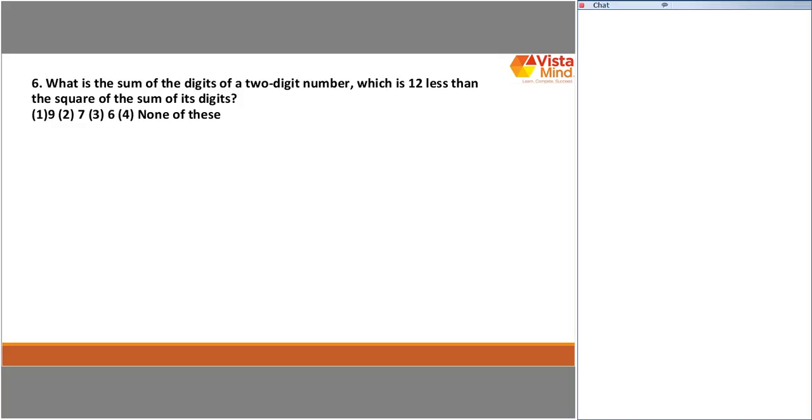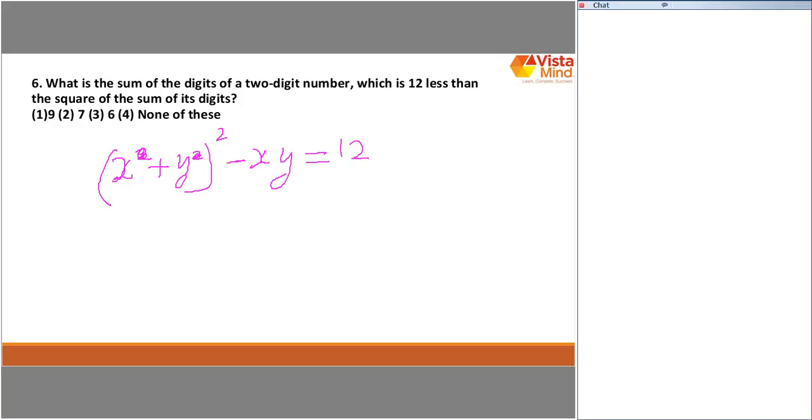Let us check how to approach such kind of question. The question says, what is the sum of the digits in a 2-digit number, which is 12 less than the square of the sum of its digits? You have to tell me the sum of the digits, that is x plus y. The number is 12 less than the square of the sum of digits. If I take the digits as x and y, x squared plus y squared is the sum of the squares, but we need the square of the sum. So it should be (x plus y) whole squared minus the number should be equal to 12.